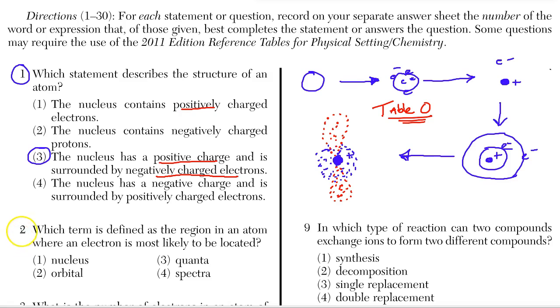So 1 is 3. Number 2, which term is defined as the region in an atom where an electron is most likely located? This question is really asking you, do you know the current model of the atom?